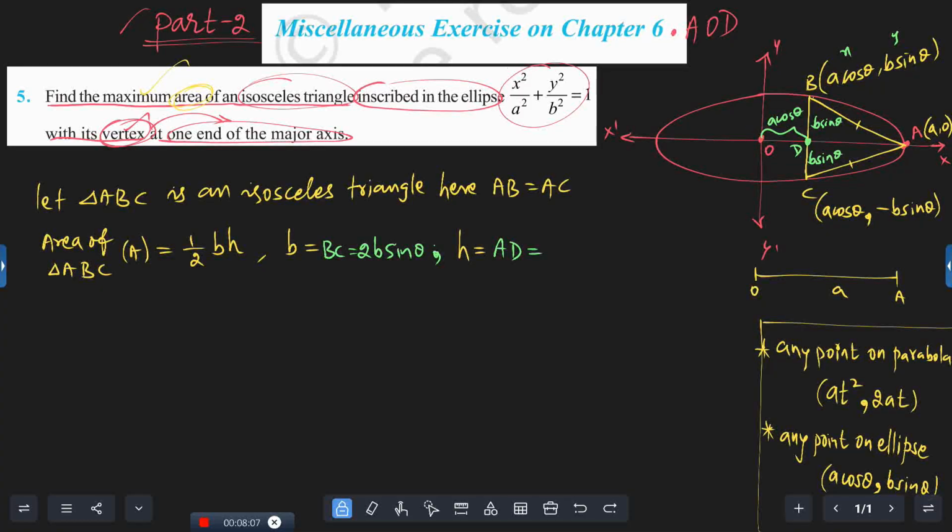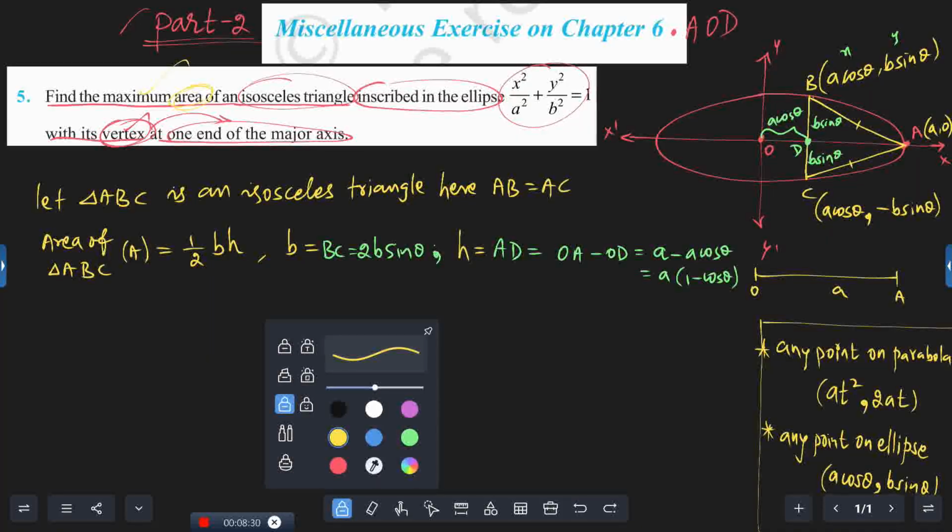That is what I'm going to mention now. AD, if you want, is OA minus OD. OA value is A, OD value is A cos theta. If you take A outside, 1 minus cos theta is the H, that is the height. Okay, height. Now we can go here.